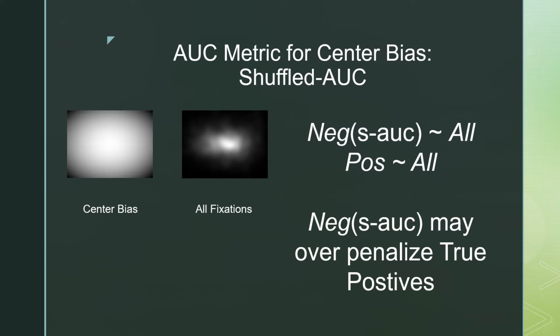To overcome the center bias, shuffled AUC is the most widely used saliency metric. Let's first take a look at the drawback of shuffled AUC. The shuffled AUC draws negatives from all the fixations. The main problem here is the negatives are sampled randomly, so it is very likely that the negatives are spatially close to the positives, which leads to an overpenalty on the true positives.